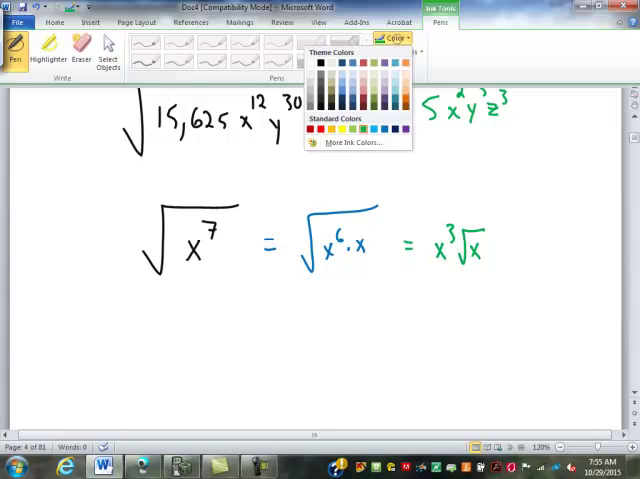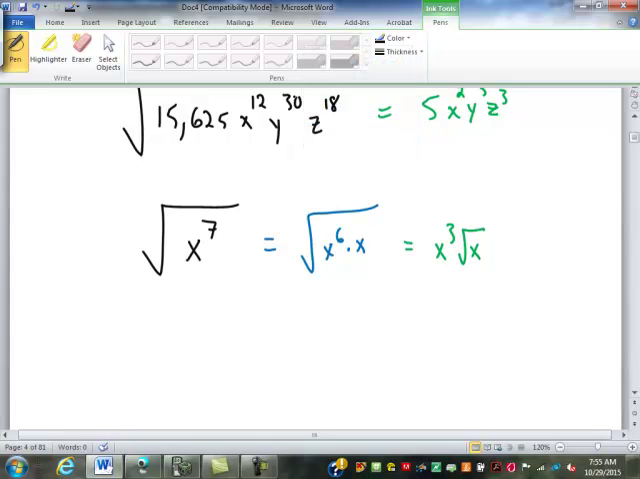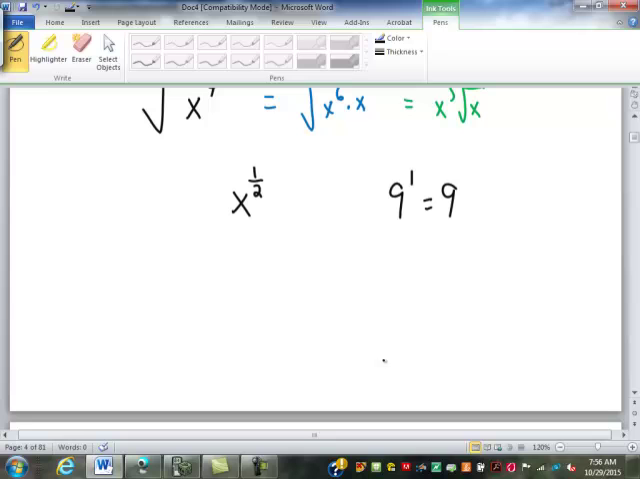But that leads us to a question, however. What does that mean? X to the power of 1/2. If I had 9 to the power of 1, of course that's 9, right? If I have 9 to the power of 0, that's going to be 1. Anything to the power of 0 is 1.